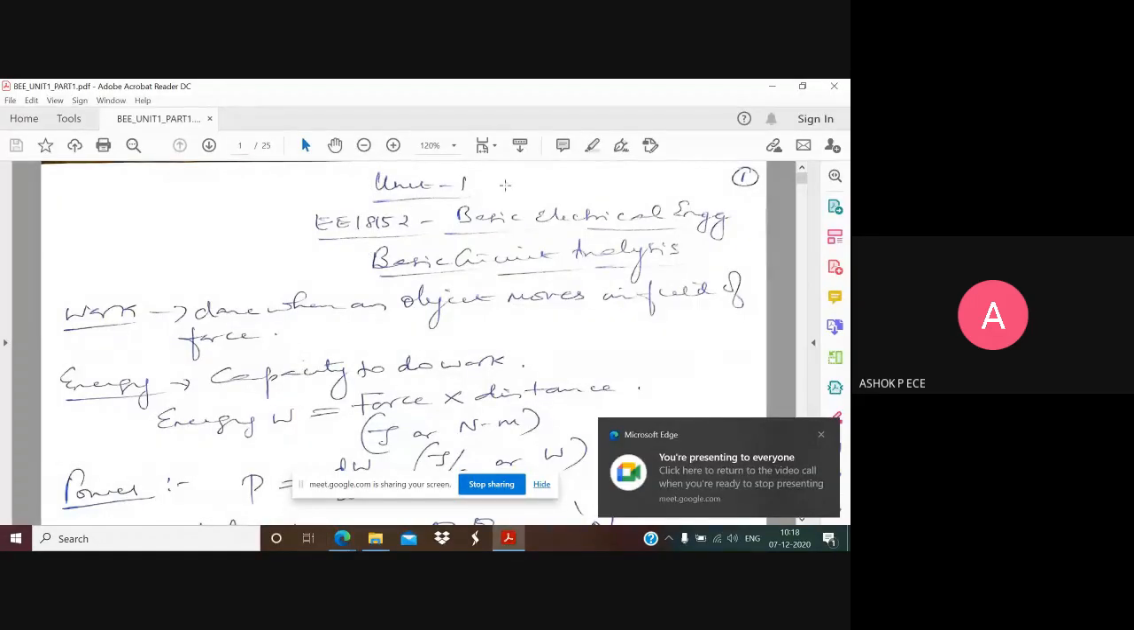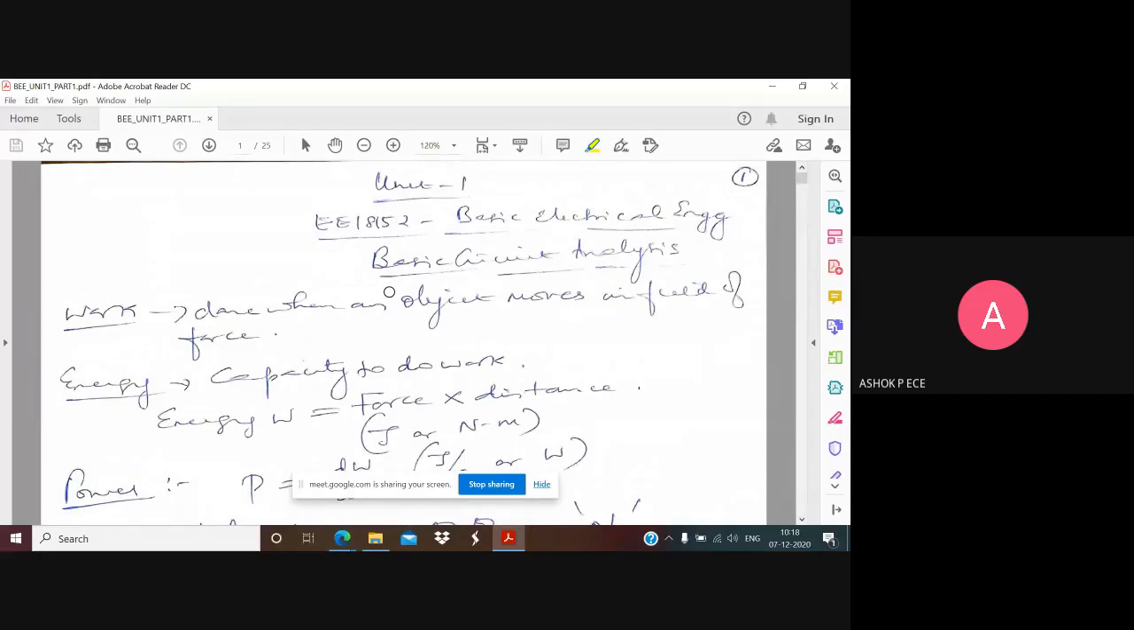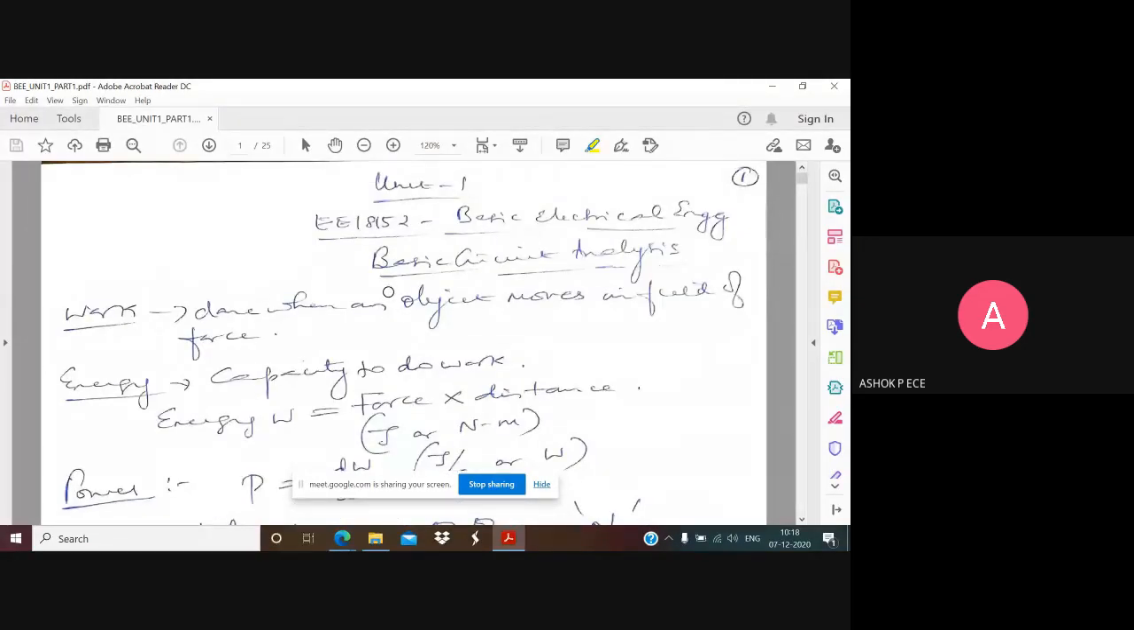Unit one is basic circuit analysis. This introductory class will be about the basics only. We'll not go into problems today. We'll just learn the basic terminologies we require to understand for solving circuits. The first thing is work.